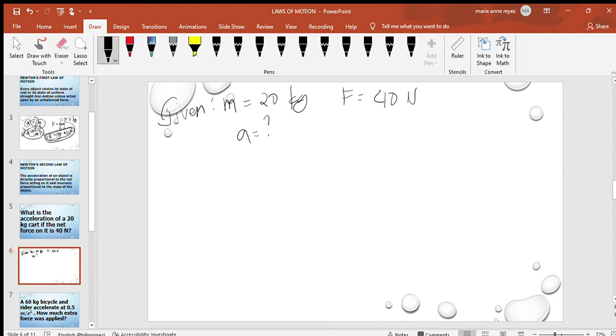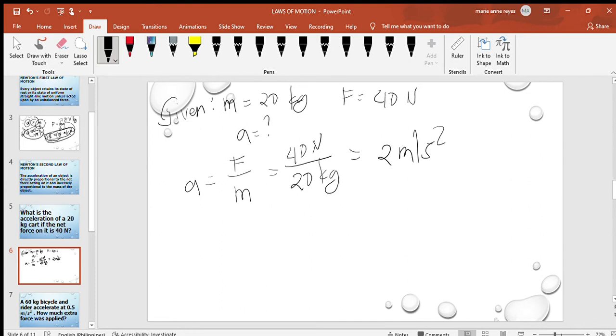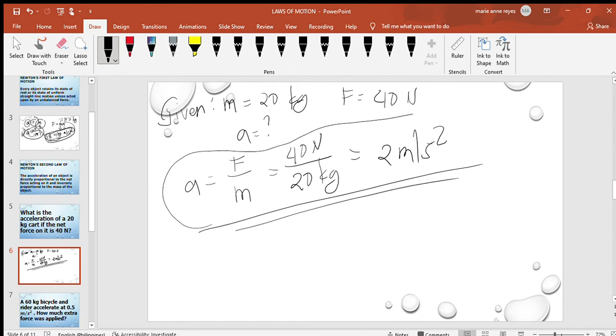Okay, what is our equation? We have a is equal to F over m. Since given ang force and the mass natin, all we need to do is to substitute all the givens in our formula. So F is equal to 40 Newton divided by our mass, 20 kilogram. So 40 Newton divided by 20 kilogram, the answer is 2 meter per second squared. Oh, dali lang yan. As easy as eating money. Char. Okay, next.